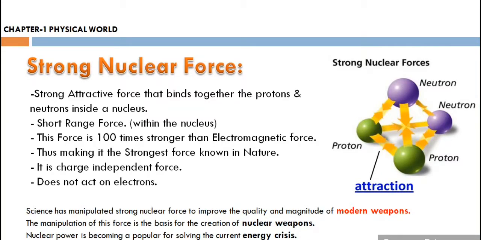See, right now we all are in the race of superpowers, right? So those countries having more nuclear weapons are considered naturally as a superpower. So this manipulation helps them in the creation of nuclear power. It is also becoming a popular solution for the energy crisis.